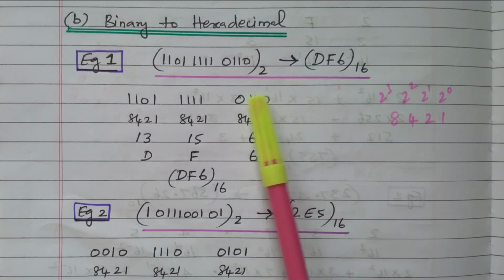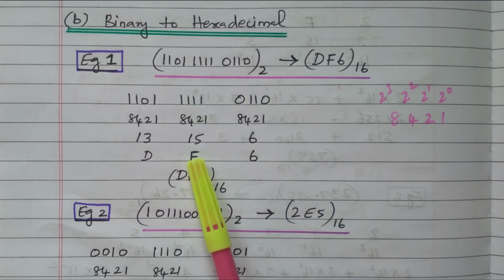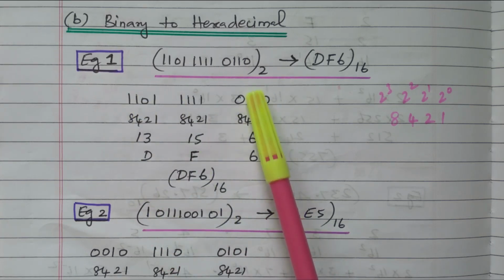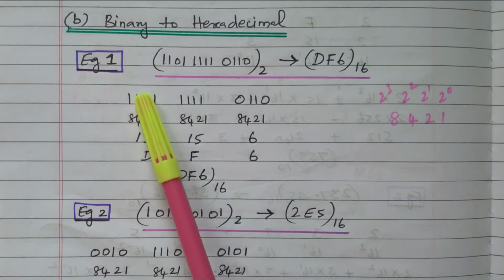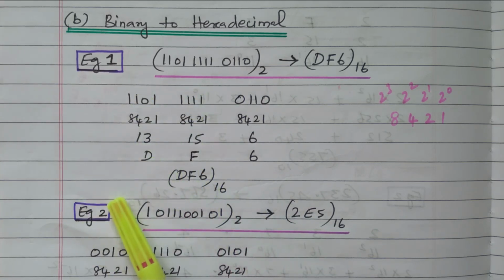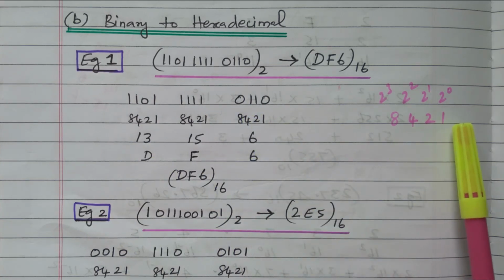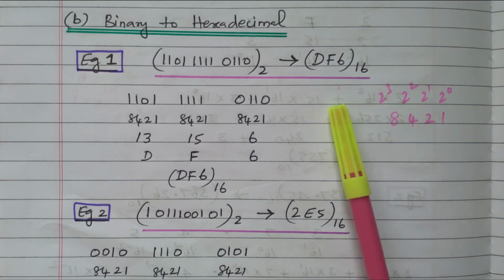Now convert each 4-digit group into decimal separately. How do we convert to decimal? By using successive multiplication: 2 to the power 0, 2 to the power 1, 2 to the power 2, 2 to the power 3. It goes like that.